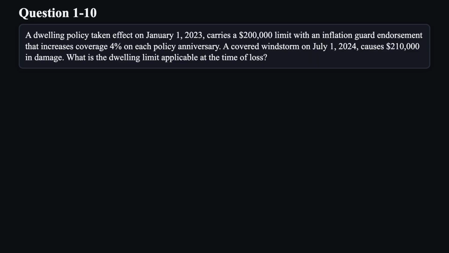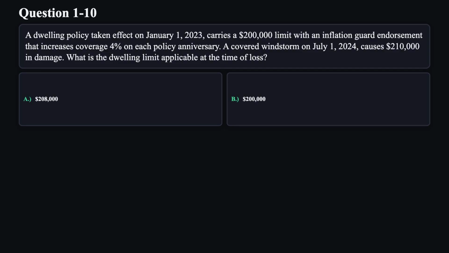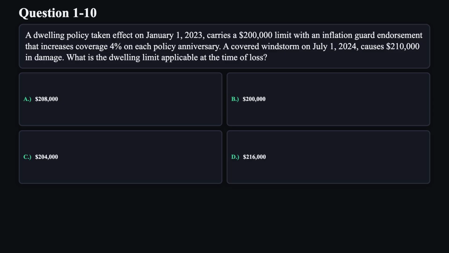Question 10. A dwelling policy taking effect on January 1st, 2023 carries a $200,000 limit with an inflation guard endorsement that increases coverage 4% on each policy anniversary. A covered windstorm on July 1st, 2024 causes $210,000 in damage. What is the dwelling limit applicable at the time of loss? A. $208,000. B. $200,000. C. $204,000. D. $216,000.